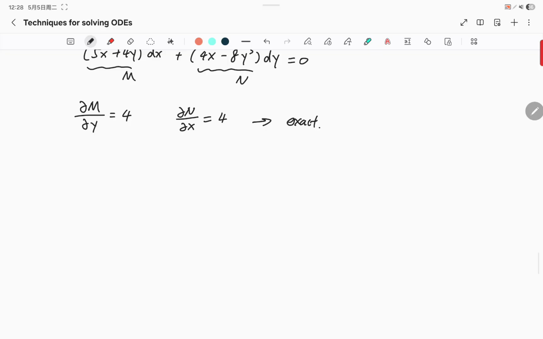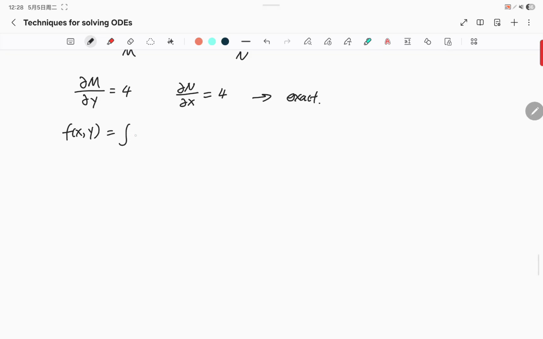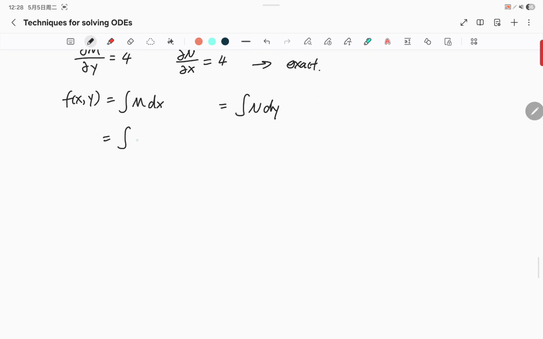Now, the next step is we write this f of x, y. Basically what I'm saying is there is a function that involves both x and y that is equal to the integral of M dx. Or you can also do the integral of N dy. It's your choice. Me, I want less headache, so I just do M dx. But this is also correct. So what is my M? It's my 5x plus 4y, integrated with respect to x, not for y.